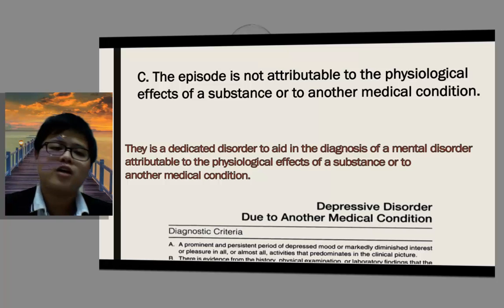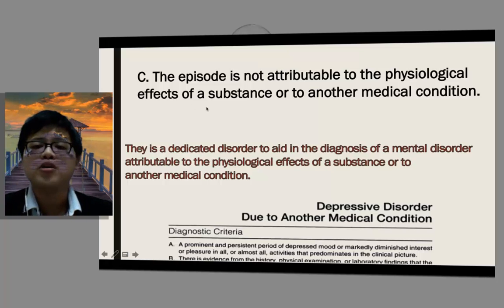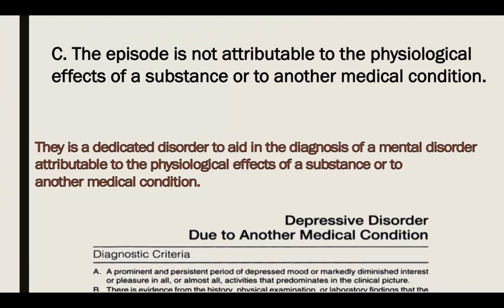Also, the diagnostic criterion C: the episode is not attributable to the physiological effects of a substance or to another medical condition. There are dedicated disorders to aid in diagnosis, for example, major depressive disorder due to a substance or medical condition. We can diagnose the disorder as depressive disorder due to another medical condition. But if the clinician knows that the disorder is due to a substance or another medical condition, the clinician should not diagnose the client as having major depressive disorder, but rather the clinician should use this diagnosis to diagnose the client.